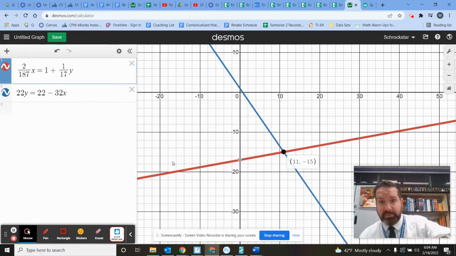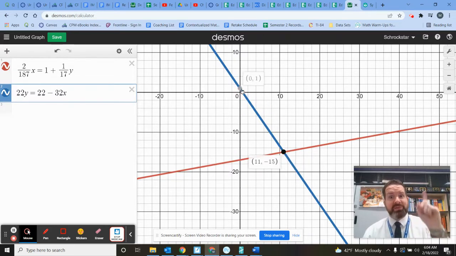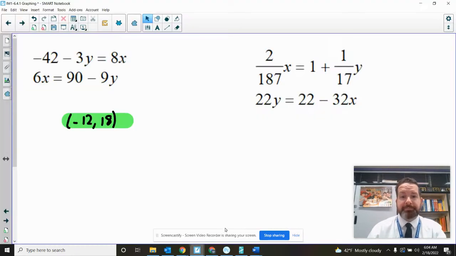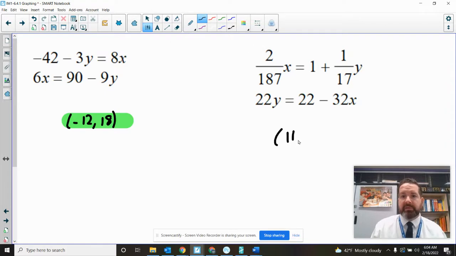So every point on the red line solves the red equation. Every point on the blue line solves the blue equation. So the point that solves them both is going to be this one right here at the overlap, the 11, negative 15. So 11, negative 15. And there you go.